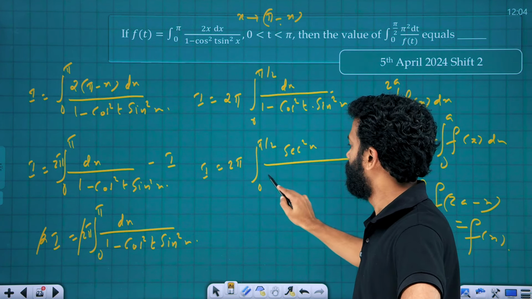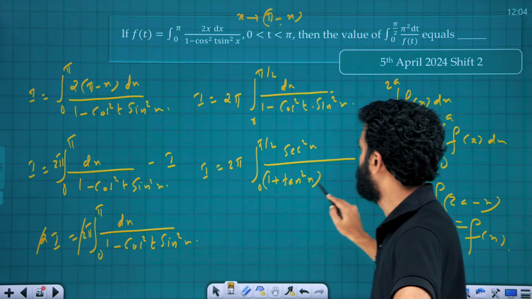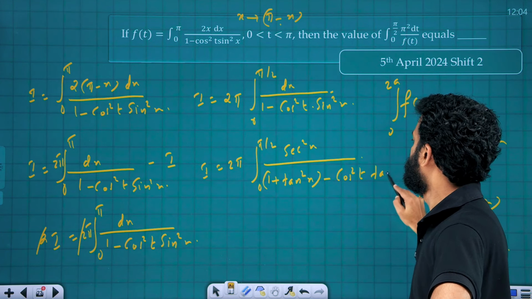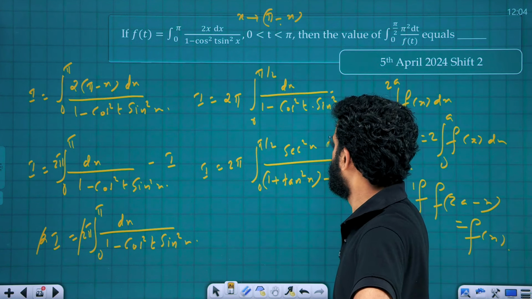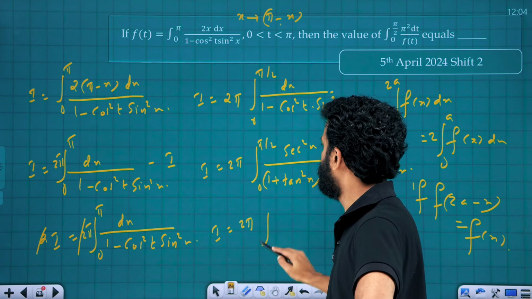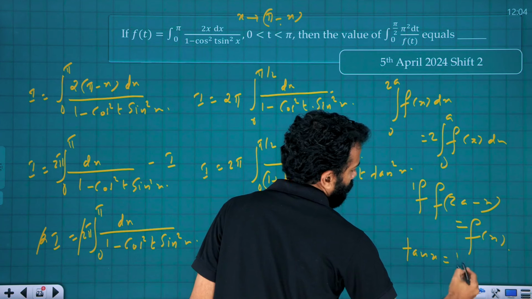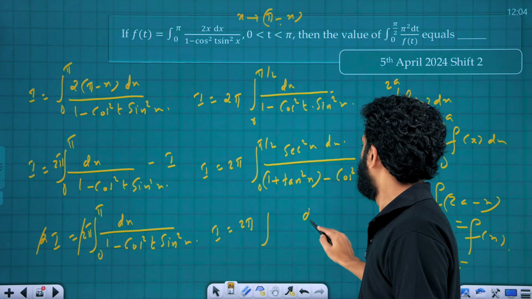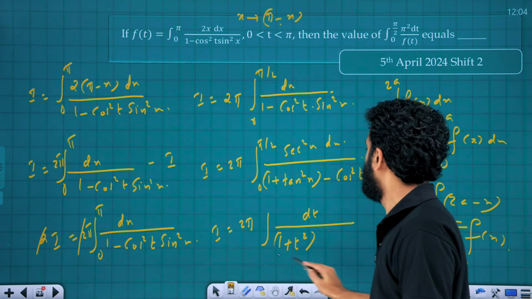It will be sec square x over here, but we can write it like 1 plus tan square x. Only then we can substitute the values, right? Minus cos square t into tan square x. It will be like this. So, put tan x is equal to t. That's all done. Therefore, I is equal to 2 pi into, just put tan x is equal to t, a very familiar substitution. Therefore, dx is equal to dt divided by 1 plus t square.